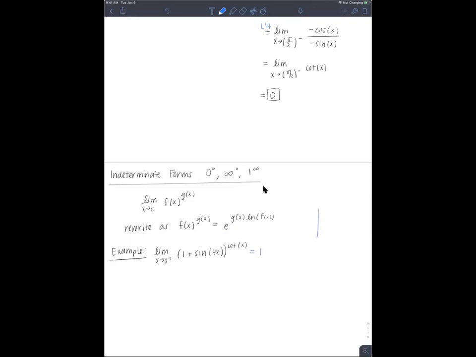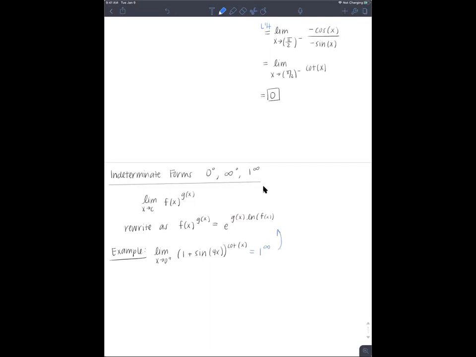Because the graph of cotangent, what it does is I have an asymptote at 0, and on this side of it, it goes towards positive infinity, but on this side of it, that's where it goes towards negative infinity, and we care about this side of it right now. So it's going to be positive infinity. And so here, you're getting 1 to the power of infinity.